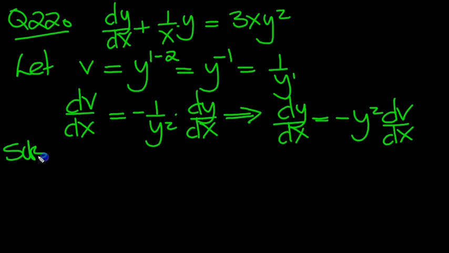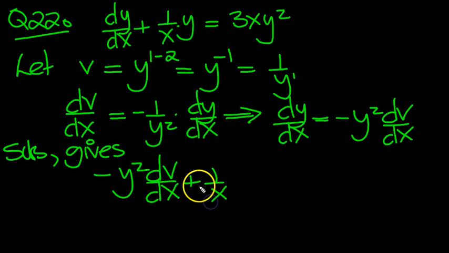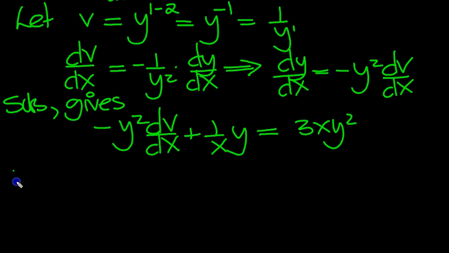There we go. So now let's make the substitution. Substituting gives, the first thing, dy/dx, let's put this in here. So minus y squared dv/dx plus 1 over x times y, let's worry about that term in a minute, equals 3xy squared. Now we can divide by y squared all the way through, and that makes this disappear.